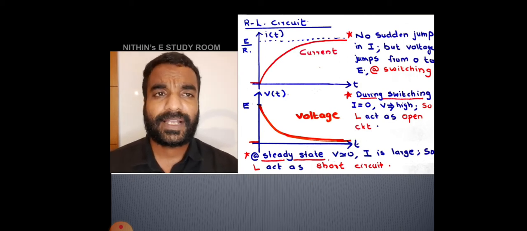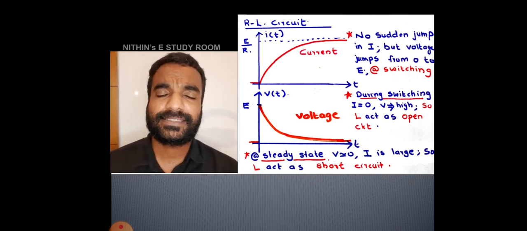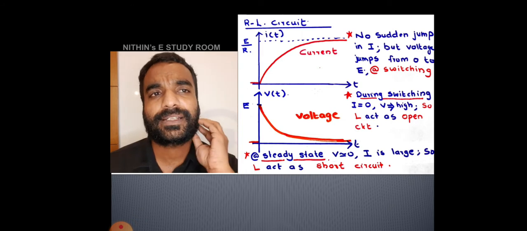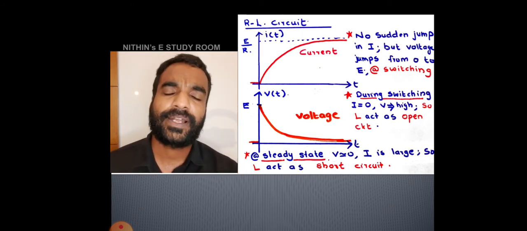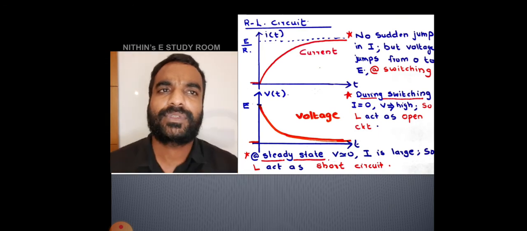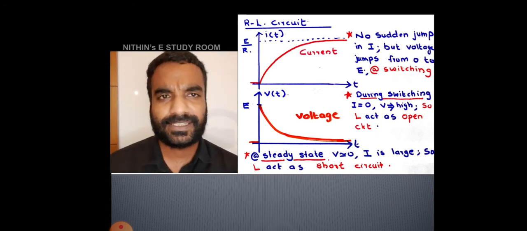Anyhow, at steady state reaches at some time. I don't know when exactly it will reach, but anyhow, the value of E by R is very close now itself, and after some time it will become exactly the same as that dotted line. That is known as steady state.